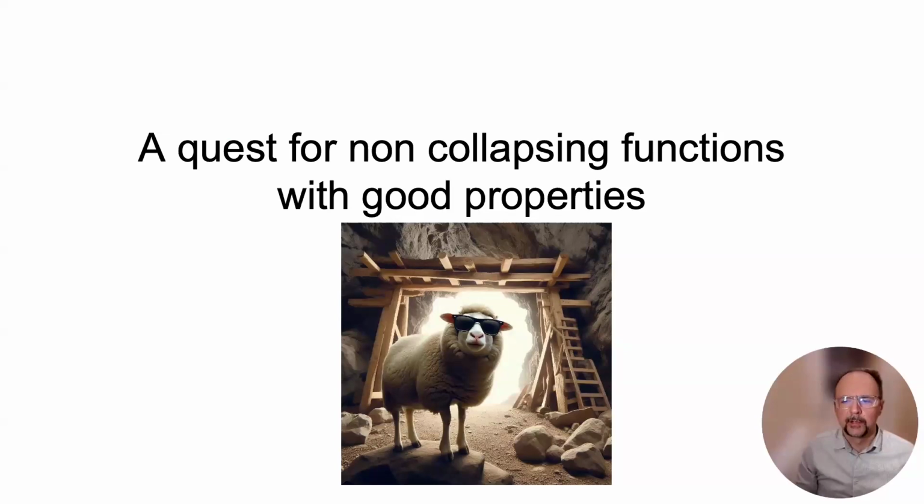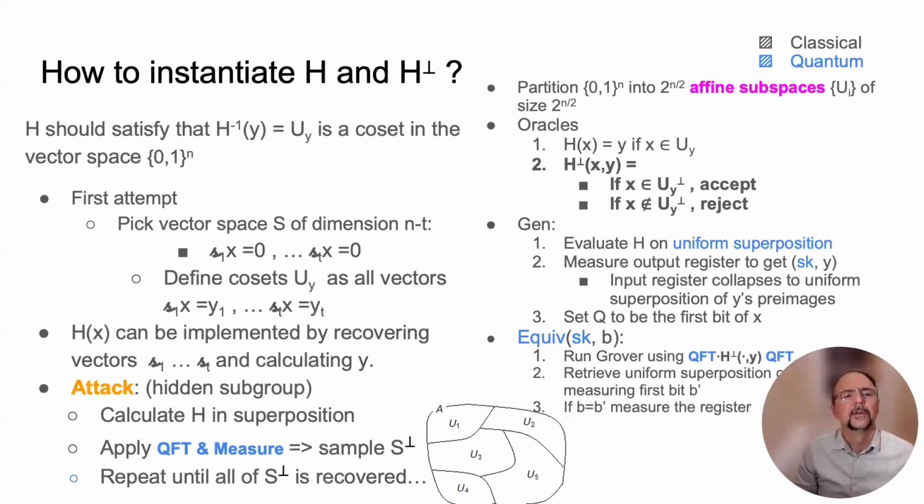So now let's go back to quantum for a short discussion about what comes forward in terms of instantiating these concepts. How can we find non-collapsing functions with good properties? Recall our construction is the one you see on the right of this slide, and as you recall, we were supposed to produce this hash function. By all means, this is a strange hash function, right? It's a hash function where the pre-image set of a target value is an affine subspace.